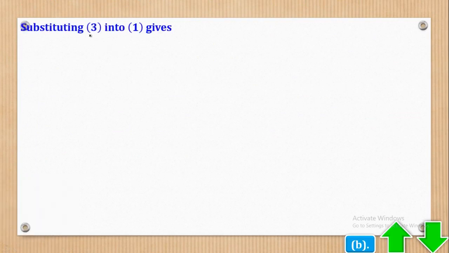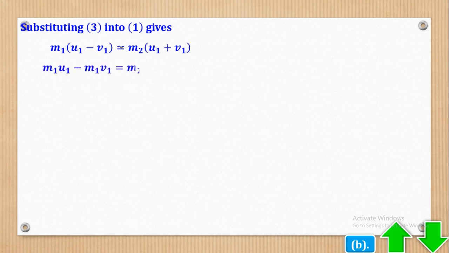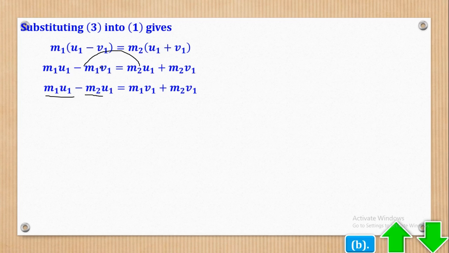So substituting equation 3 into equation 1, we shall come up with that. Here there was v2, now we have put the expression for v2 which we got in equation 3, which was u1 plus v1. When I open brackets, I'll come up with that. And when I rearrange to bring u1s on one side and v1s on the other side, this goes this side to become m1 u1 minus m2 u1. Then this one will also come this side to become m1 v1 plus m2 v1.